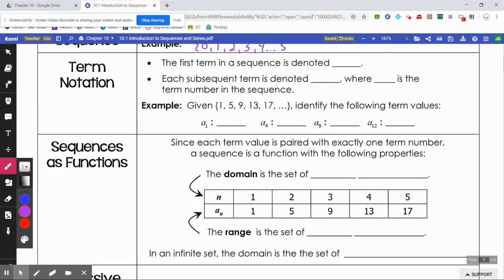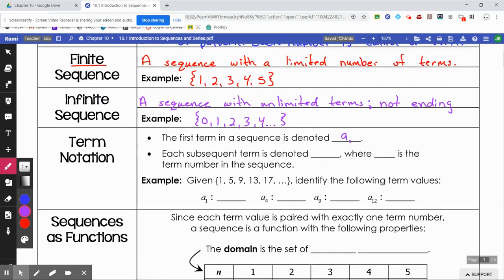Now let's talk about term notation. The first term in a sequence is denoted A with a little 1 next to it. Now if this is your sequence A, this could be B1, C1, D1. But the little 1 next to it means that's the first term in the sequence. So in our previous sequences, here's our A1 and here's our A1.